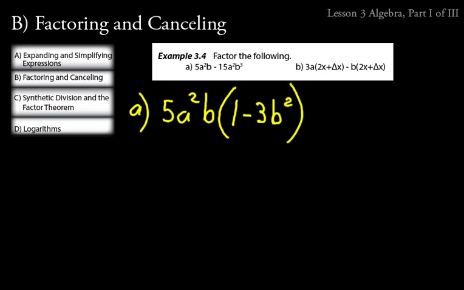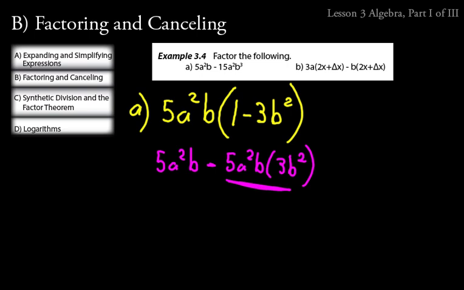So think about it. If we tried to expand that back out, it should get us back to what that original expression was. Expand it back out. 5a squared b times 1, that gives you 5a squared b. That's our first term, right? And then minus 5a squared b times 3b squared. That will equal 15a squared b cubed. So we did factor that correctly.